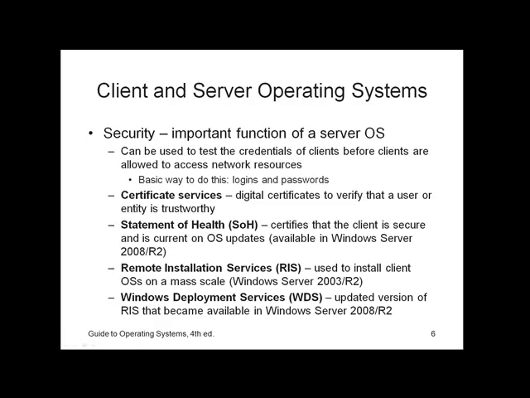Now, server operating systems also allow us as administrators to save time and money. One of these ways is by centralizing the installation of software and operating systems on client workstations. This is particularly important in large networking environments. Now, from Windows Server 2003 on up, we use something called Remote Installation Services, or RIS, to help install client operating systems such as Windows XP Professional or Vista or Windows 7 on a mass scale.